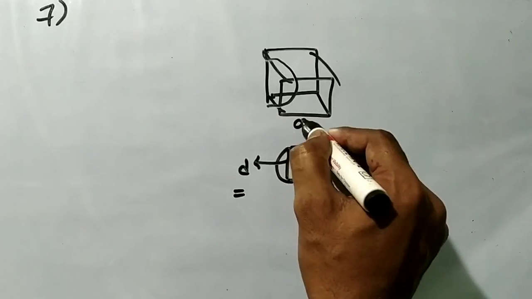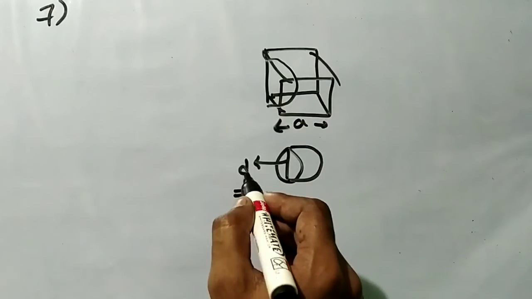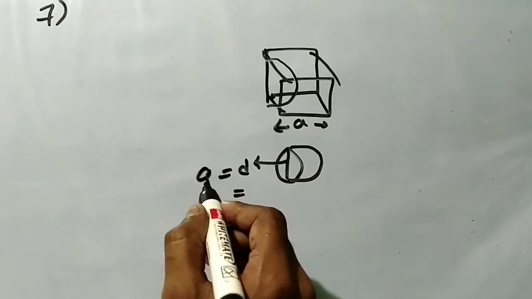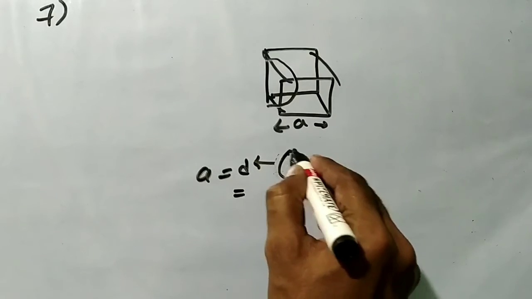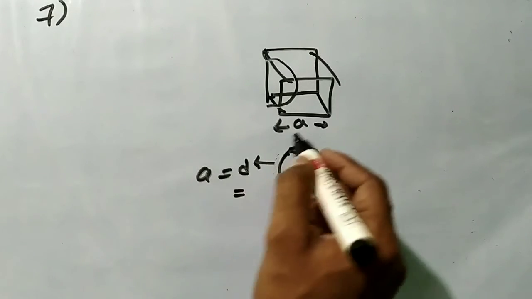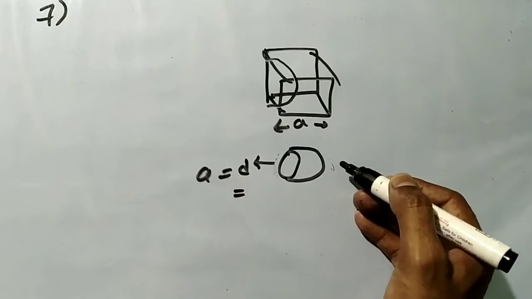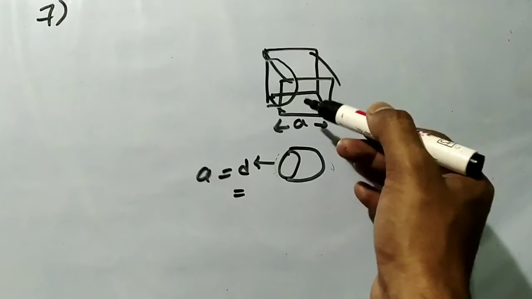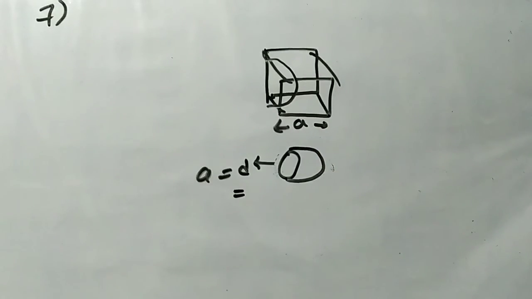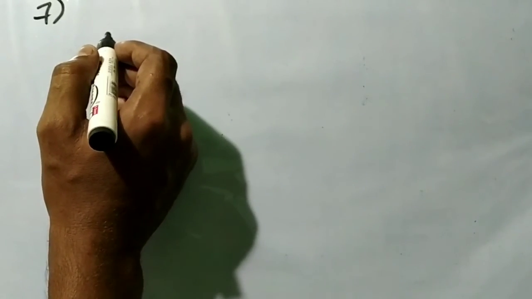So let's think of it as a, or A, B, C, any alphabet. So d is also a, because the diameter of the hemisphere is equal to the length of the cube. Determine the surface area of the remaining solid. So here, for the total remaining solid, we have to find the surface area. Here 5a square is the surface area.